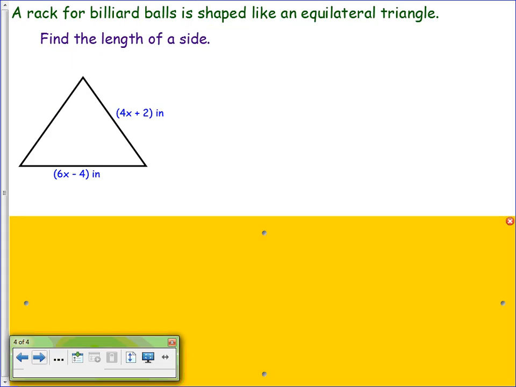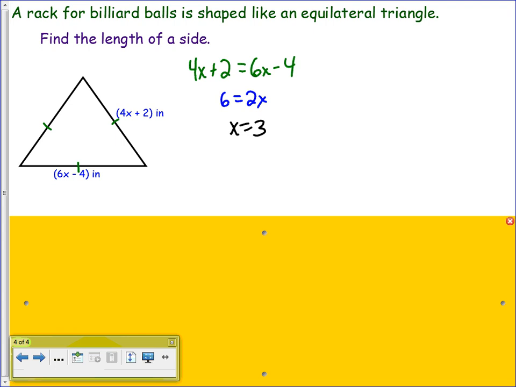A rack for billiard balls is shaped like an equilateral triangle. That means that all sides are the same. Find the length of each side. Well, if we know the sides are the same, we will do like we've done before and say that since they're the same, they're equal to one another. And we will go ahead and solve for x.